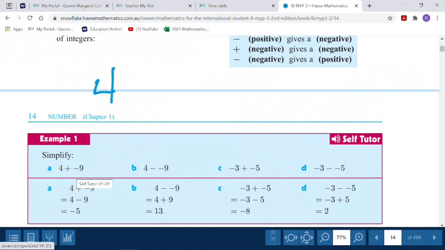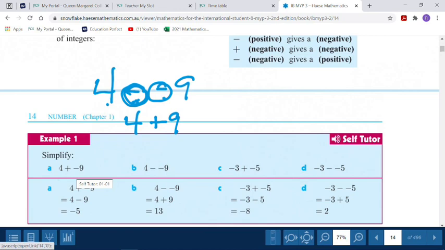This says 4 minus a negative 9, right? Well, remember that minus really has a meaning. What does it mean? The opposite, yes? So this means 4 and the opposite of negative 9. So what is the opposite of negative 9? So what you're really saying here is 4 plus 9.